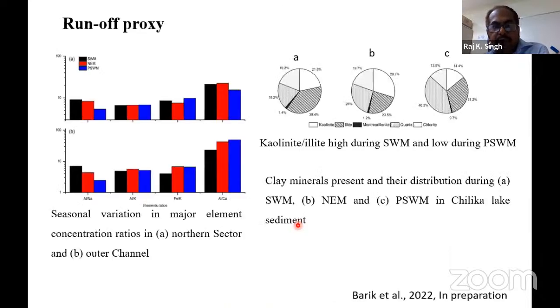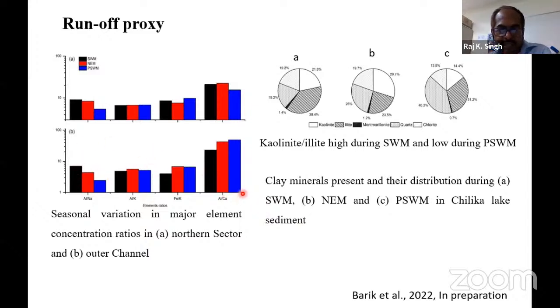The third proxy is the runoff proxy. If it is established, it is okay, but it is not established in most of the lake studies or along the coastal regions. We have to think about which component will work depending on the local runoff, so we have to depend on certain elemental ratios.